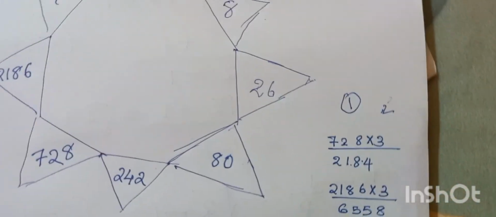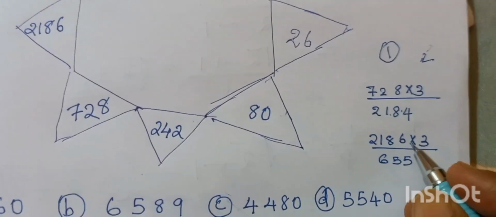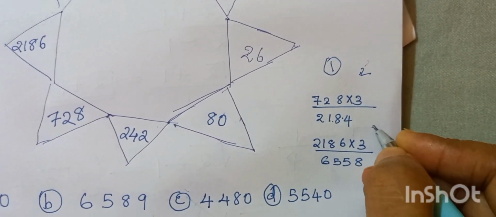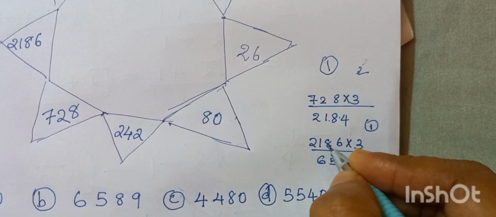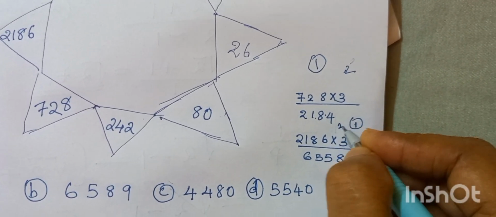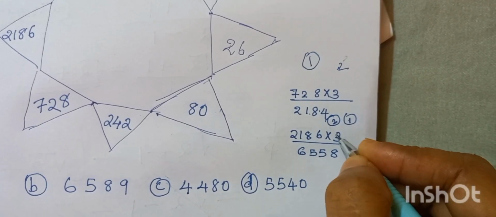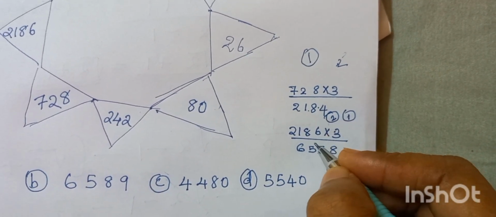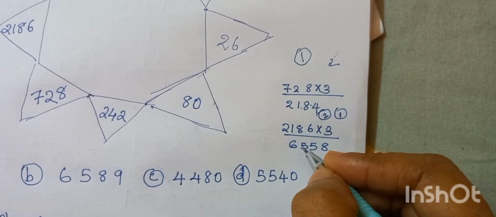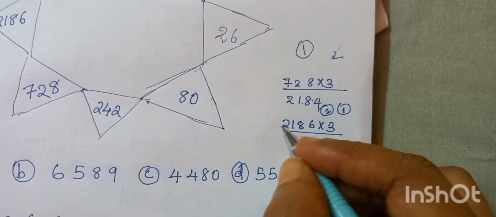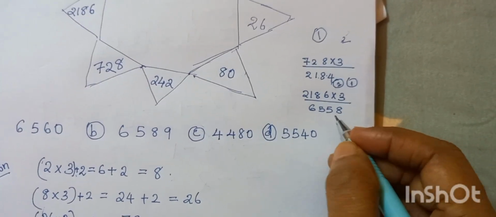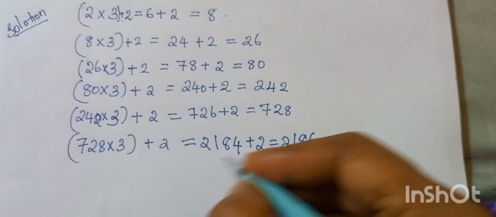2186 into 3. So 6 3s are 18. Carry over 1. 8 3s are 24 plus 1, 25. Carry over 2. 3 1s are 3 plus 2, 5. 3 2s are 6. 6 5 5 8.